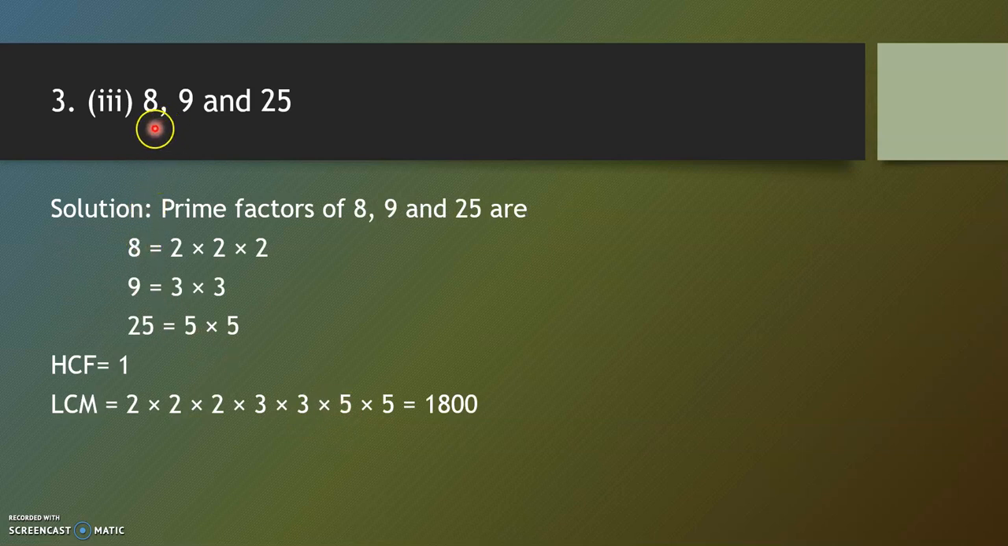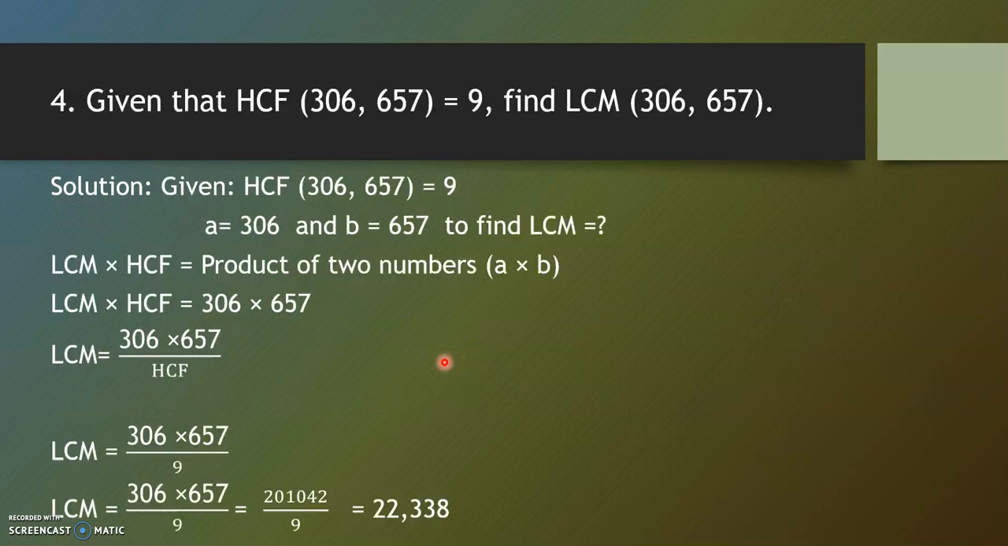That is the third part of question number 3, 8, 9 and 25. So first find out the prime factors of all these. The prime factors of 8 will be 2 into 2 into 2. 9 will be taken as 3 into 3 and 25 can be written as 5 into 5. So HCF is equal to, there is no common factor in between them. So HCF will obviously be 1 and LCM is the multiplication of all the prime factors. Okay, so it will be 1800.